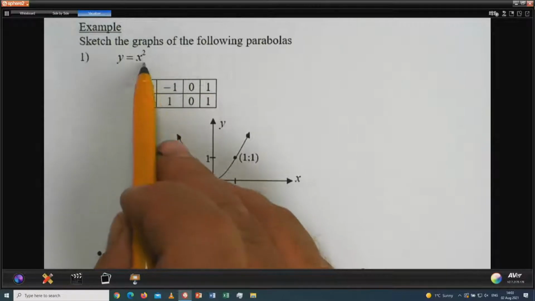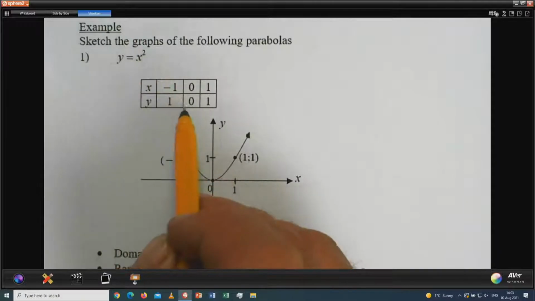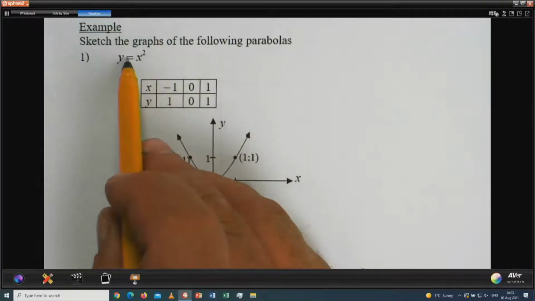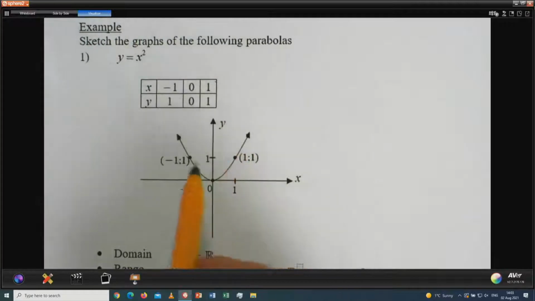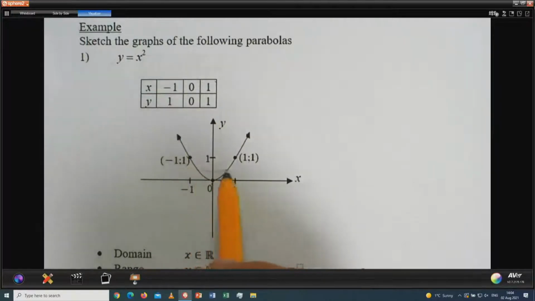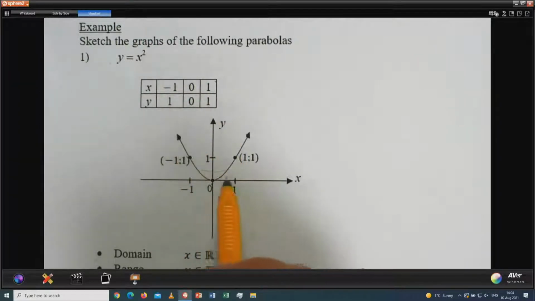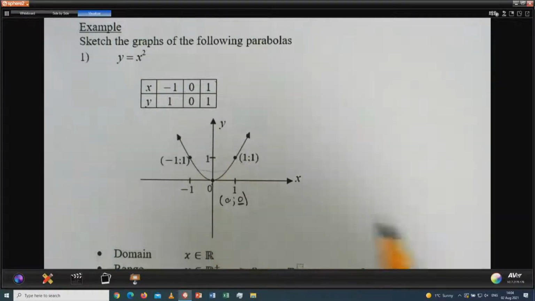If x is negative 1, negative 1 squared is 1, so y is 1. If x is 0, 0 squared is 0. And if x is 1, 1 squared, the y value is 1. Now to plot the points, it is (negative 1, 1), (0, 0), and (1, 1). And then we draw a smooth curve through those points. Now you can see in this case that this has a minimum value. The coordinates of this point here are (0, 0), so the minimum value is the y value of the turning point. So the minimum value is y equal to 0.